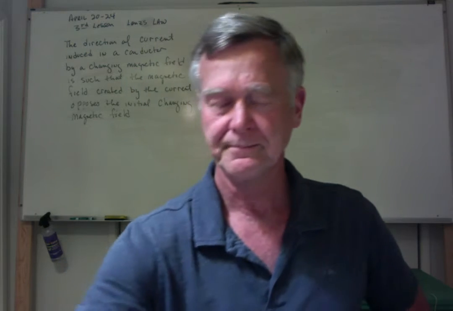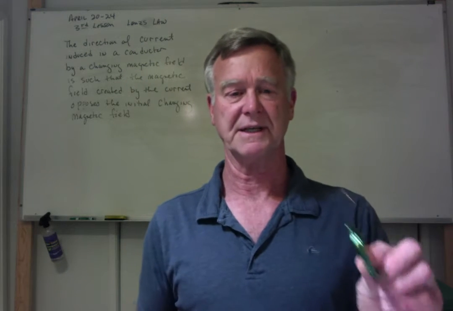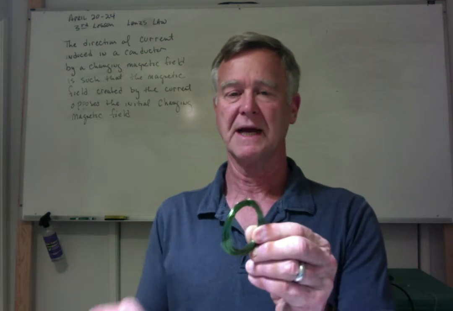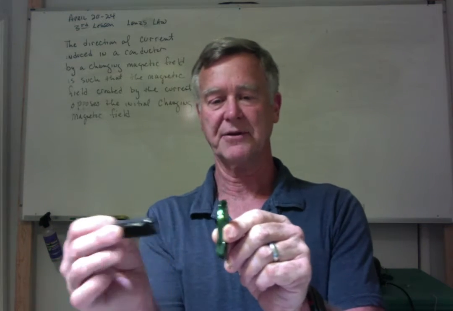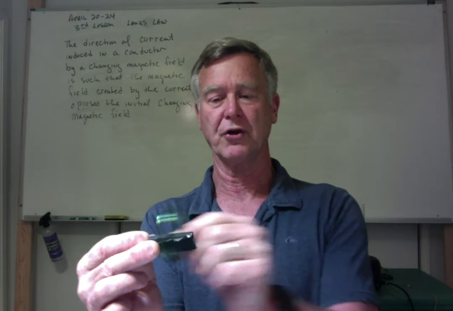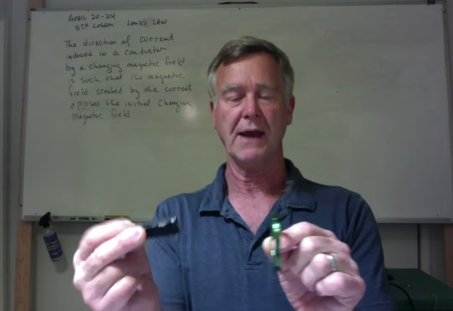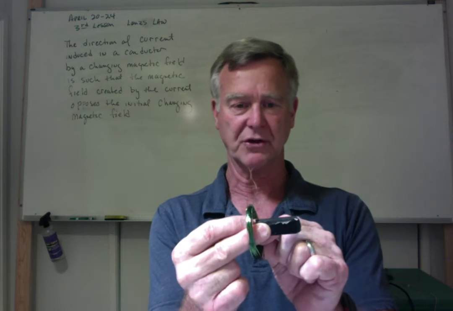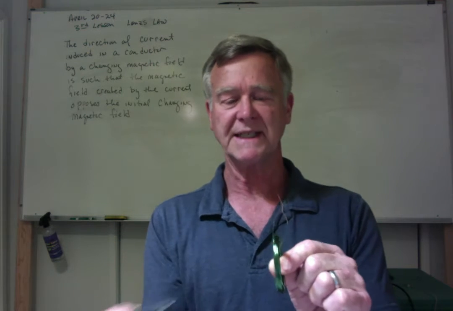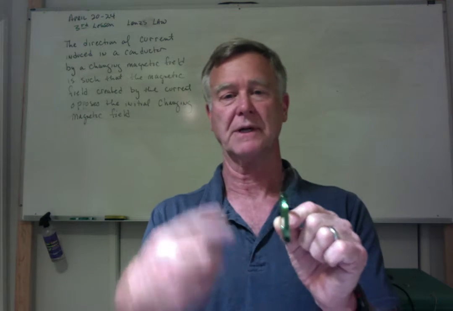Now, here's what Lenz's law says. Let's say I have this coil of wire. Now let's say there's a light bulb here. It doesn't make any difference. If I take this and either move the magnet or move the coil, either way, we would say we have a changing magnetic field. The magnetic field is cutting across the wires. When it does that, it creates a current.